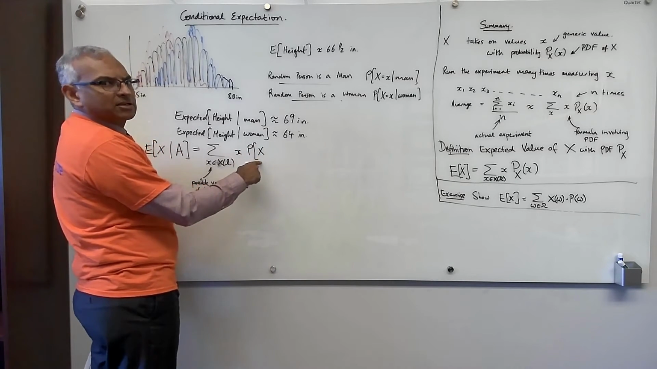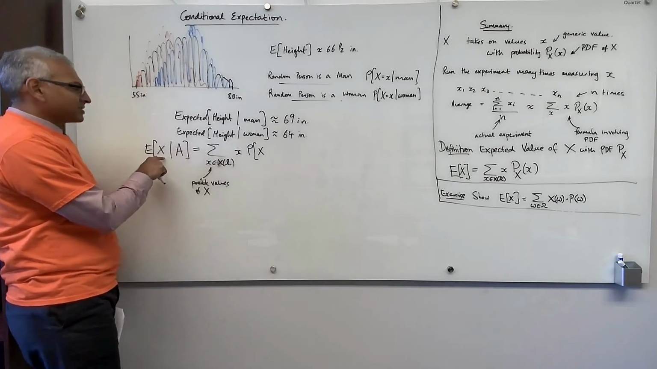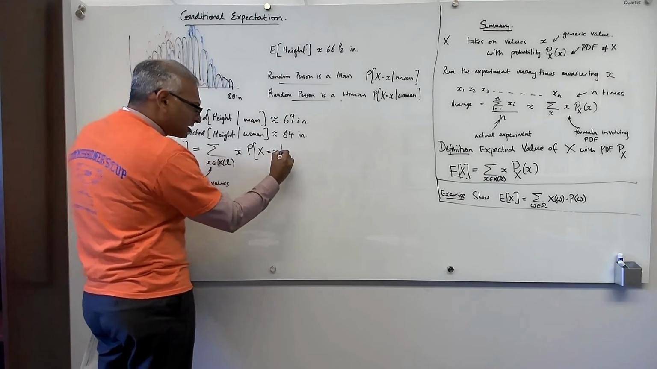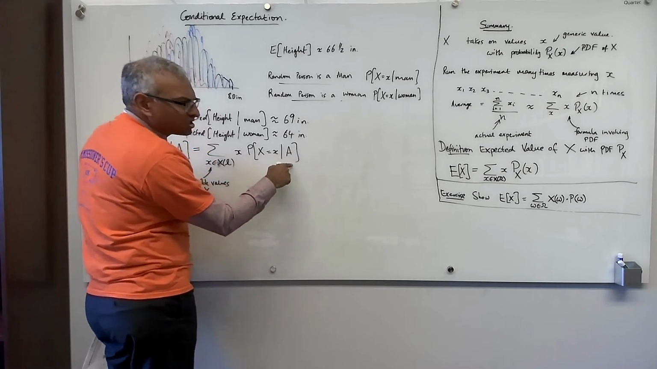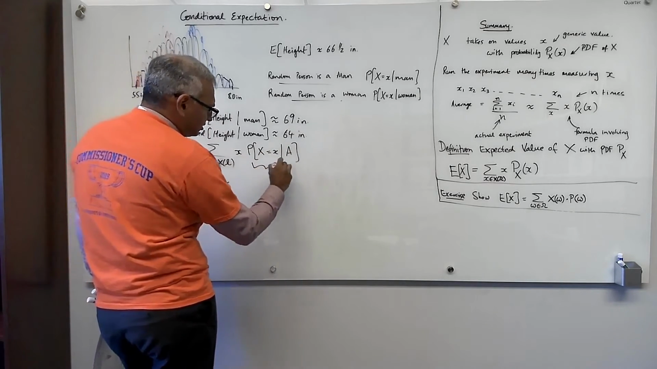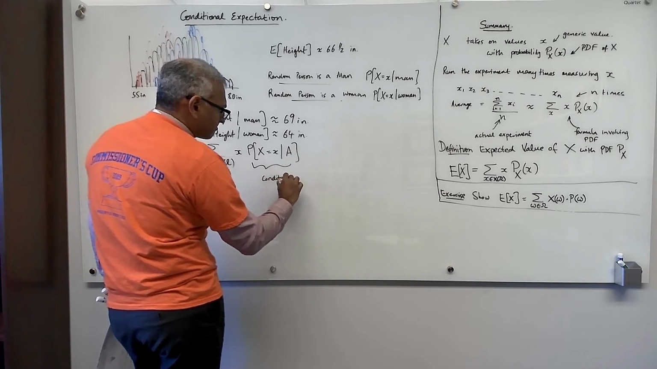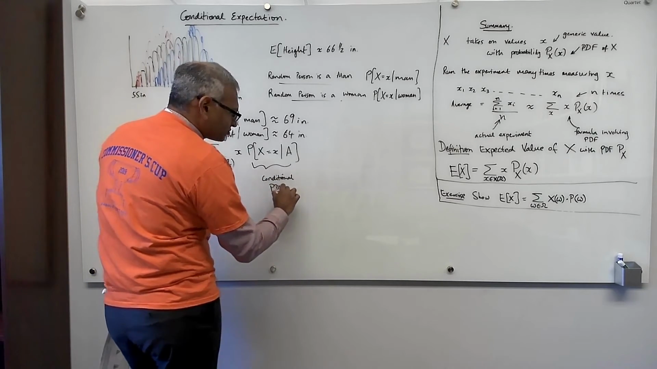But that would just be the expected value. No, you don't weight by the probability of x. You weight by the probability that X equals my little x given A. So this is the conditional PDF. That's the only change. This is called the conditional PDF.